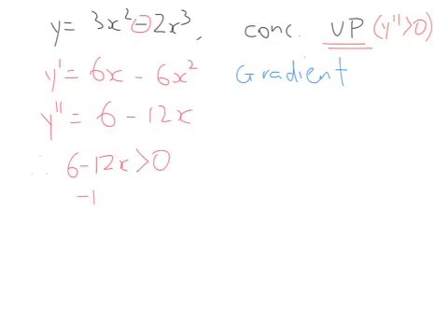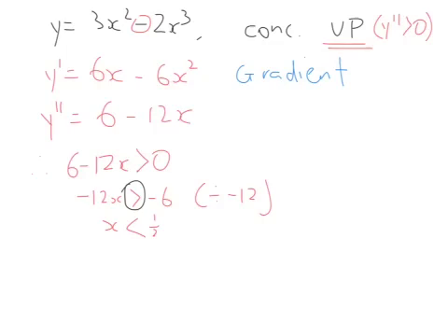So I'm going to have minus 12x is greater than minus 6, and x is less than a half, simply by dividing by negative 12 there. It means I have to change that sign, flip it in the other direction. And that makes sense as well. Because if I made x really big here, let's just test it.